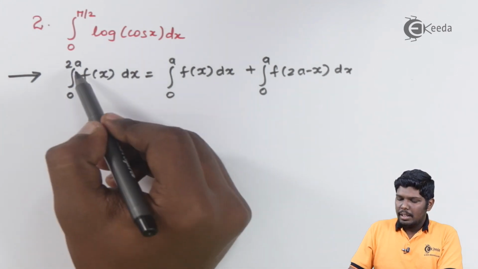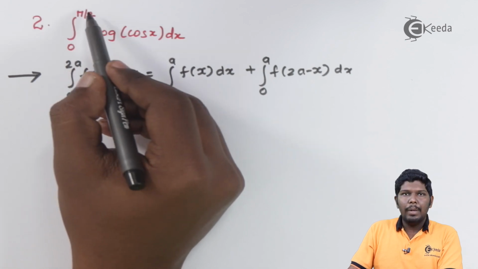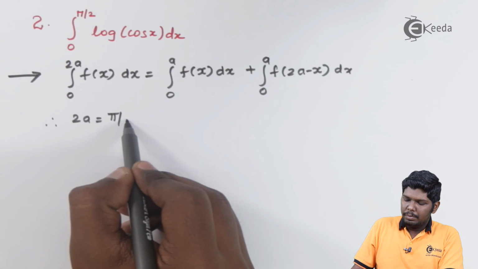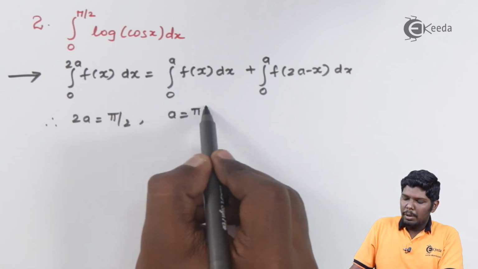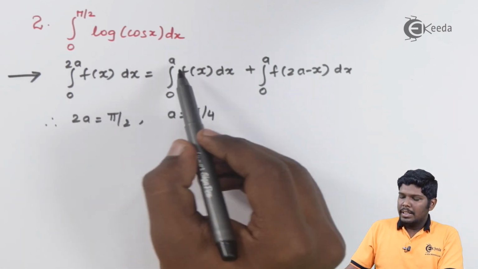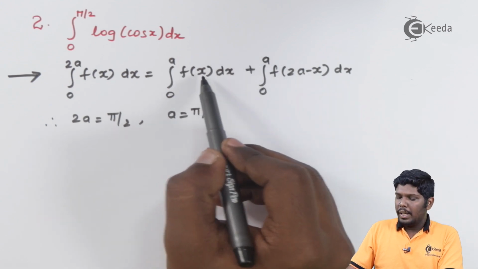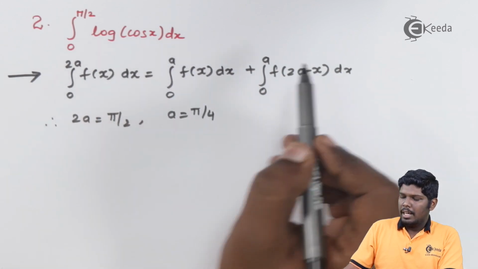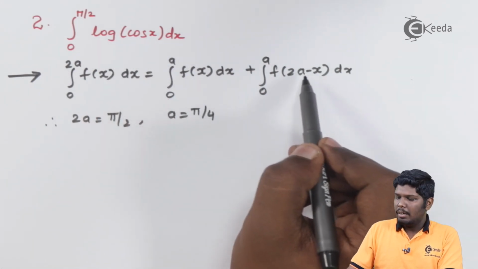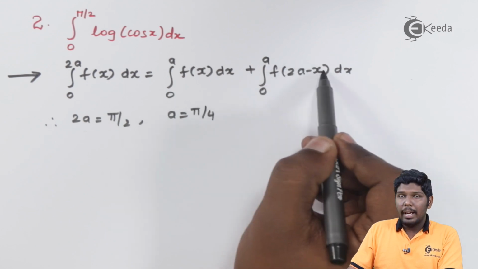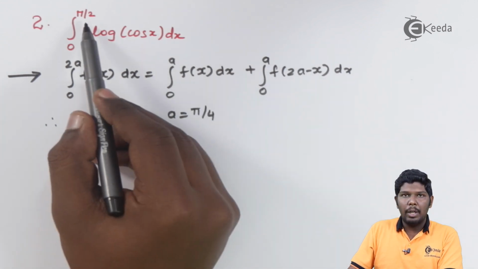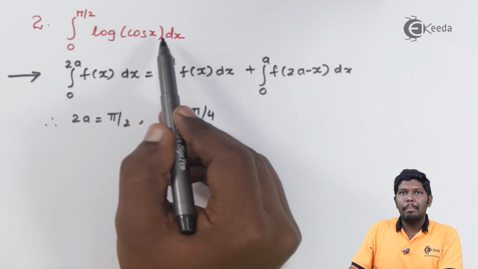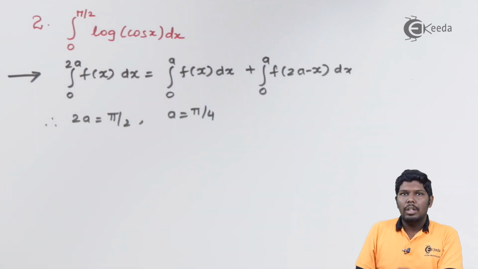So in this case, the given integral, its upper limit will be 2a. Therefore, 2a is equal to pi by 2. Therefore, a will be equal to pi by 4. Once our a is ready, we need to find f of x and f of 2a minus x. F of x is log of cos x and f of 2a minus x, meaning we are going to put x as 2a minus x and the value of 2a is pi by 2. So if I put x as pi by 2 minus x, this will give you cos of pi by 2 minus x, that will give you sin x.